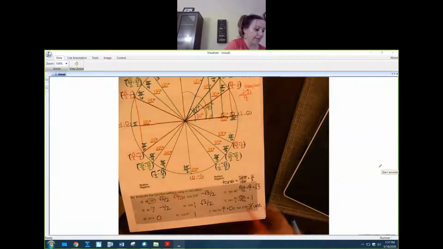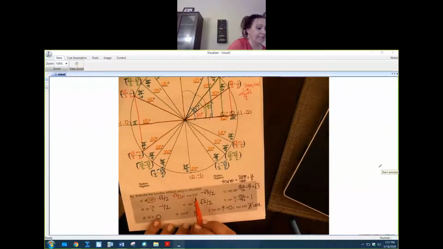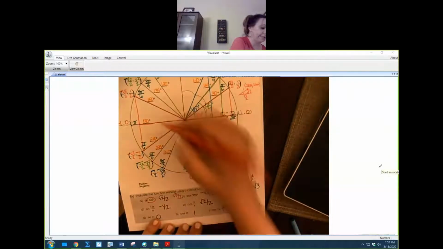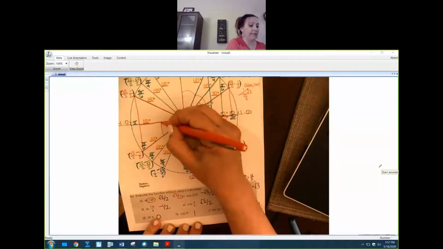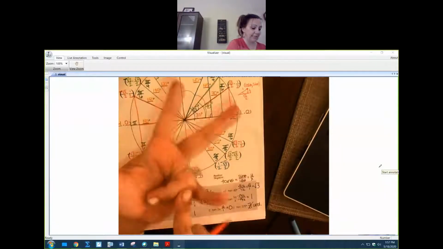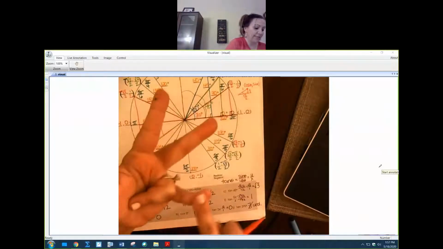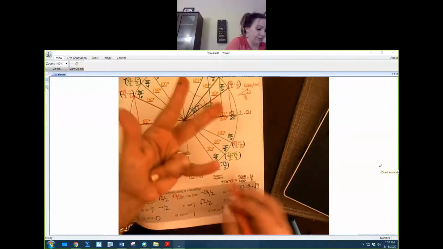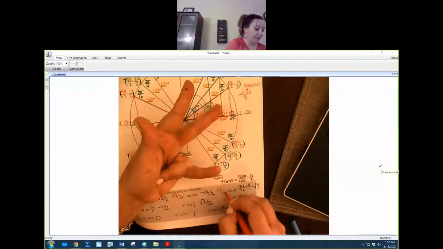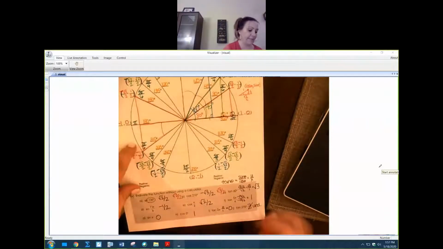Or like 210. Okay, I know that 210 is super close to the axis. So I know that it's going to be this ordered pair that's close to the axis. It's going to be root 3 over 2 comma 1 over 2. And cosine means that I would want the root 3 over 2. In the third quadrant, cosine is negative, so I'd make that negative.